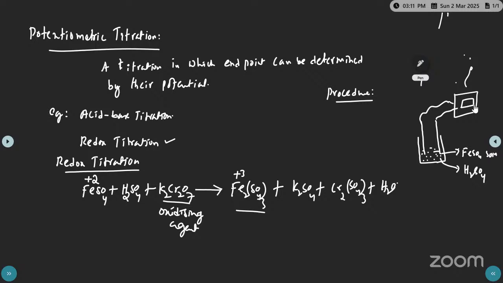Here, for example, this is the calomel electrode, SCE, standard calomel electrode, and it is known as the reference electrode. And this is what? The platinum electrode. Like that, here the two electrodes are dipped in the solution, right?